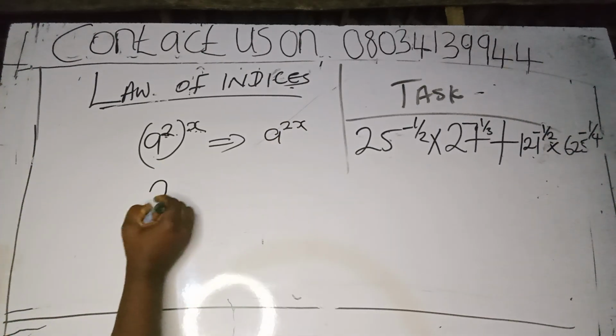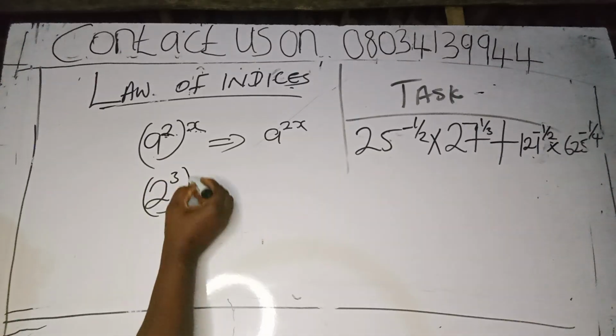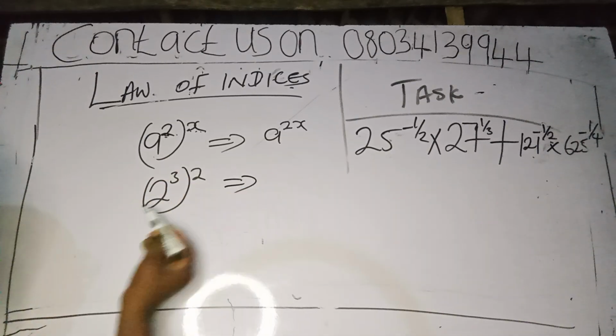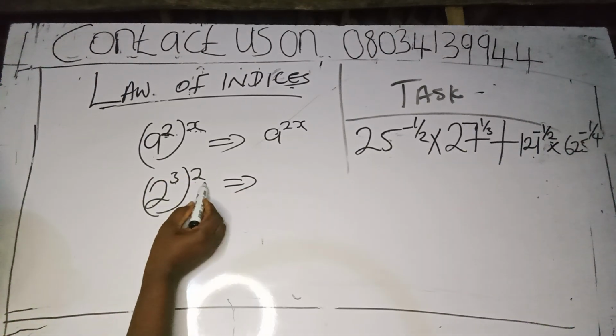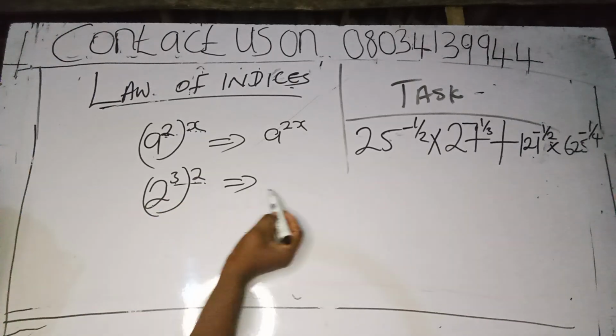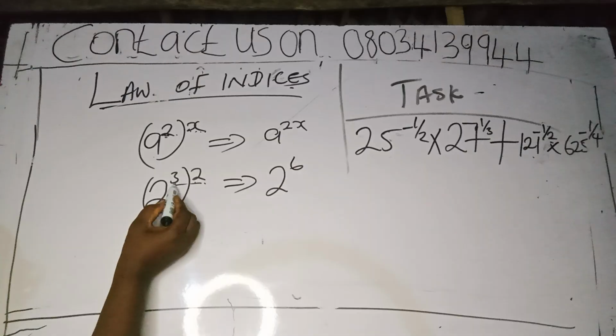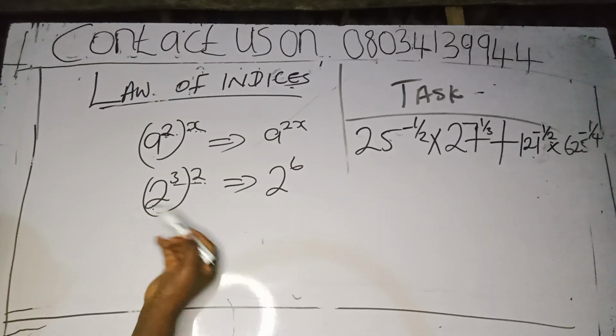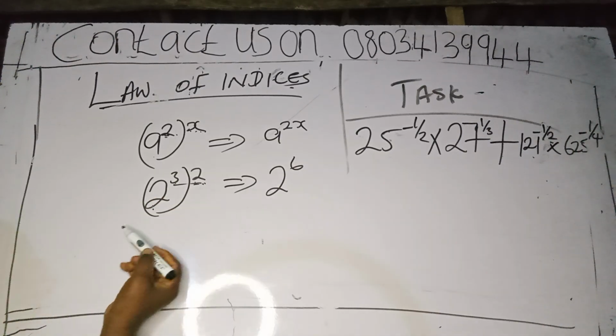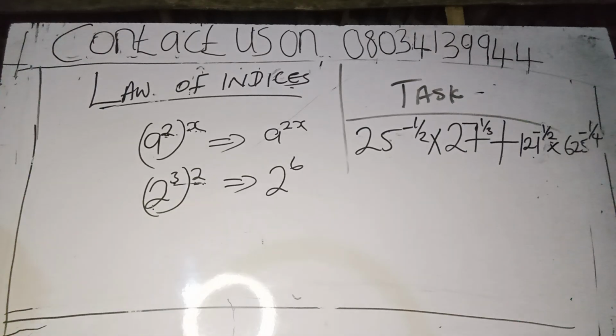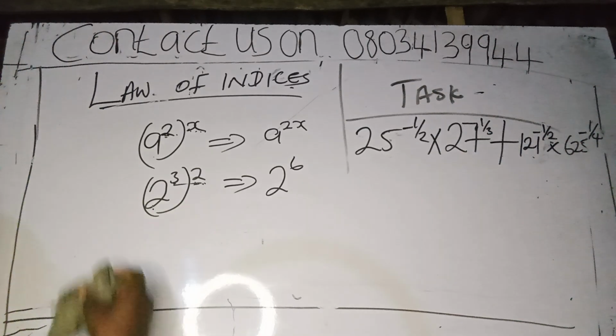If I have 2 raised to power of 3, all raised to power of 2, I can't have the answer as 2 raised to power 3 plus 2, that is wrong. I multiply, and that is 2 raised to power of 6. When a base and its power are together, or perhaps in a bracket, raised to another power, the two powers multiply themselves. All right, we move to the root law.